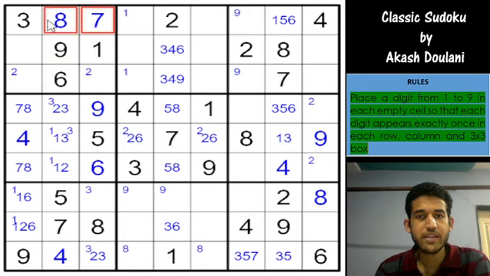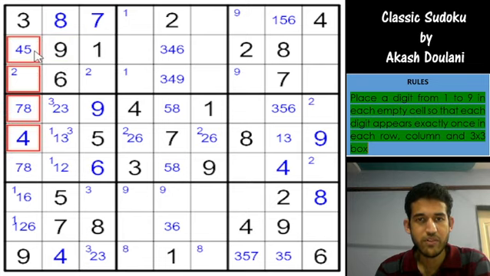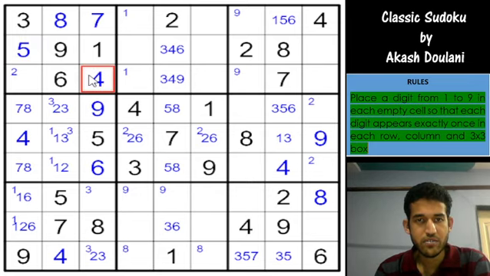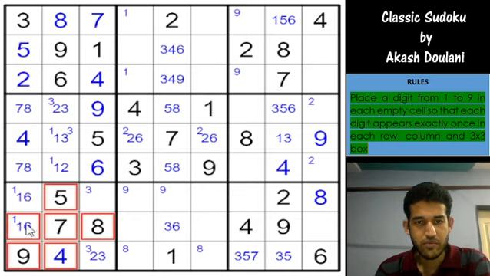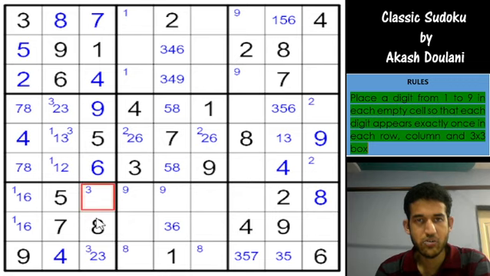1, 6, 9, 3, 7, 8. So this has to be 4 and 5. And 4 is already eliminated from there, which means that's 5. And that would be 4. And that has to be a 2. That gives 1 and 6. Okay, so the remaining digits are 2 and 3, right? You have 2 here, so this is 3, that is 2.